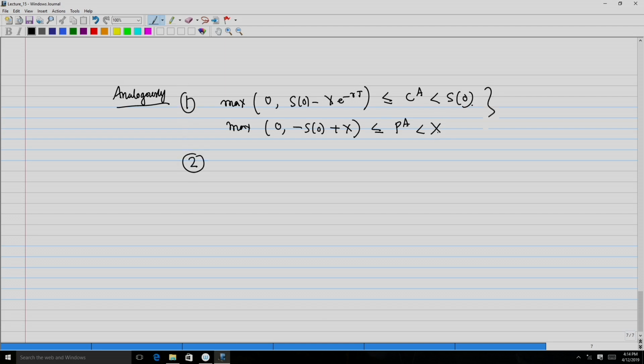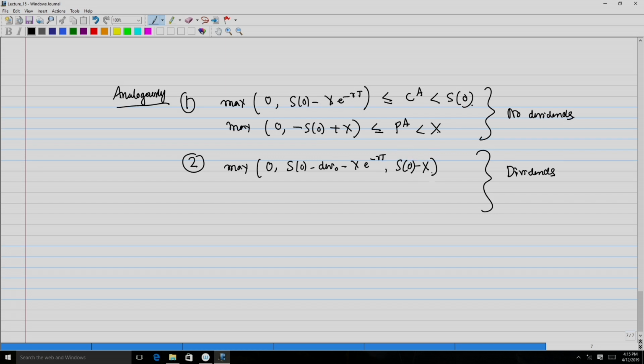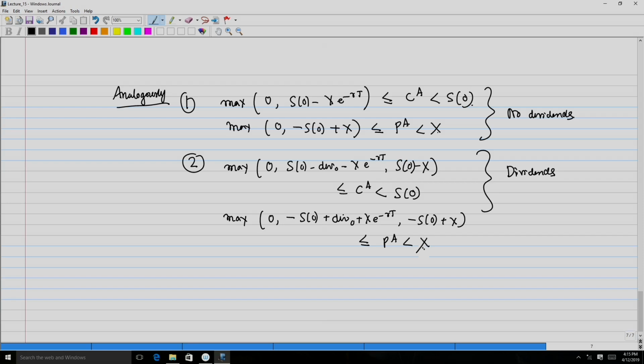And similarly, here this is a case when no dividends are paid, and in case of dividends we have similar results, that is maximum of 0 comma S 0 minus div 0 minus x e raised to minus r t comma S 0 minus x. So, the only difference is now that we have an additional term. This is less than or equal to C A, and this is strictly less than S 0, and likewise I have maximum of 0 minus S 0 plus div 0 plus x e raised to minus r t comma minus S 0 plus x. This is less than or equal to P A, which is strictly less than x.